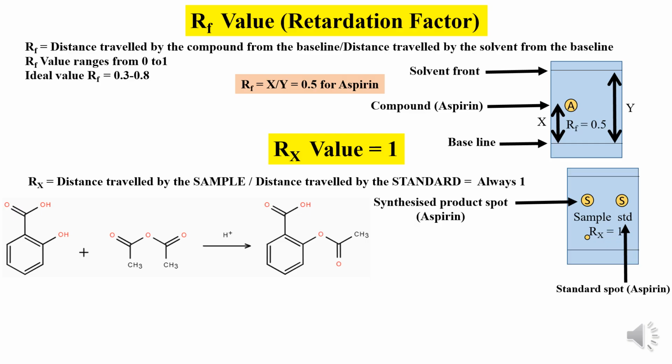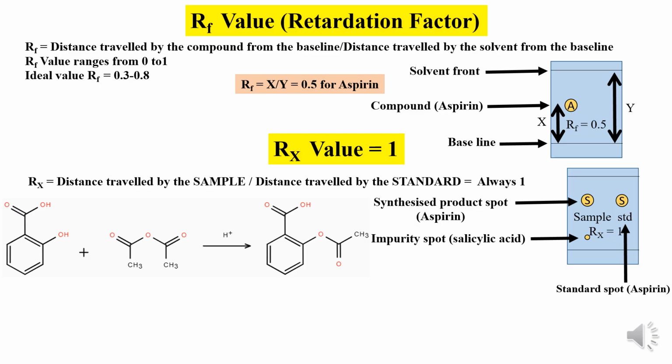But in addition to the synthesized product spot, we find an additional spot at the lower end of the Whatman paper, slightly above the baseline, and this was found to be an impurity spot, the unreacted salicylic acid. So trace amounts of salicylic acid were left unreacted, and that has shown up in the paper chromatography as an impurity spot.